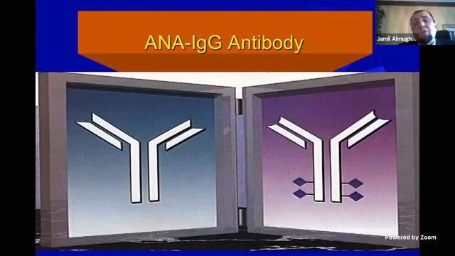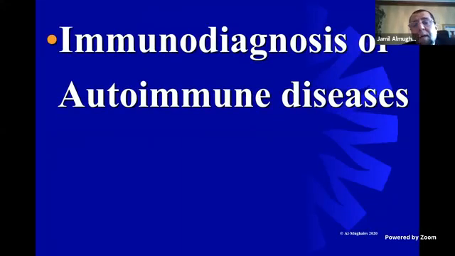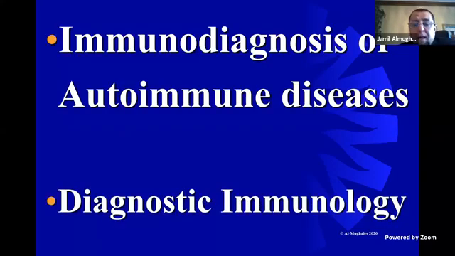The antibodies produced during the autoimmune reaction are called IgG antibodies. This is just a structure of IgG. And there are other antibodies called IgM antibodies during an acute inflammatory response. You will see autoantibodies called IgM in the patient's blood. That was only the basic immune side. Now let us go to the immunodiagnosis of autoimmune disease, which relies on the diagnostic immunology branch.